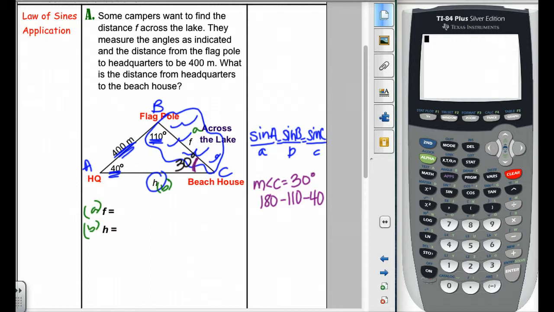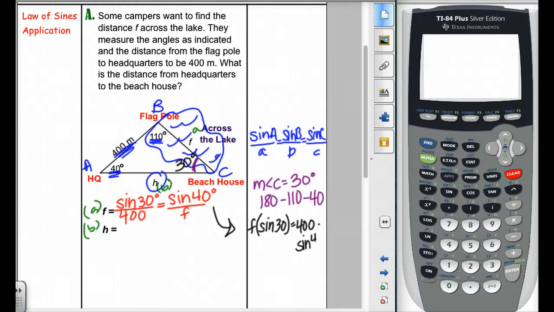And now we can go ahead and find F. So we can take the sine of 30 degrees, put that over 400, and that's going to be equal to the sine of 40, because it's the angle opposite F, and we'll put it as over F. So now we can cross multiply. So I'm going to bring my work over here. And so we're going to have F times the sine of 30, and that's going to be equal to 400 times the sine of 40, which means if we divide both sides by the sine of 30, you will get your answer for F.